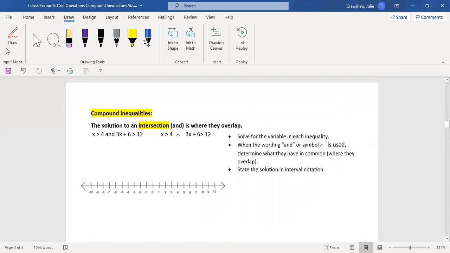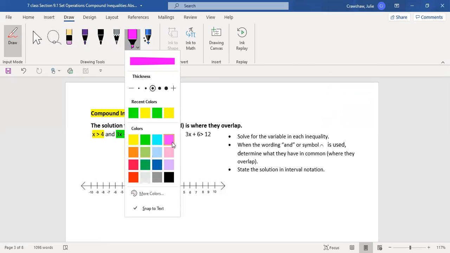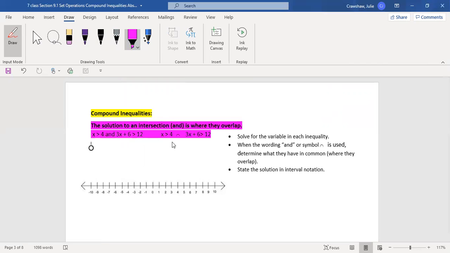So far, what I've been working with was just one inequality that I solved, and I graphed it. Now I've got two inequalities. I have one on the left and one on the right of the word and. Now remember, and is the same thing as intersection. The word and and the upside down U both mean intersection. So I'm trying to find out where these two separate inequalities overlap. What do they have in common?